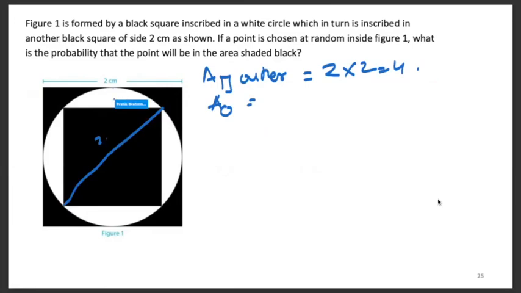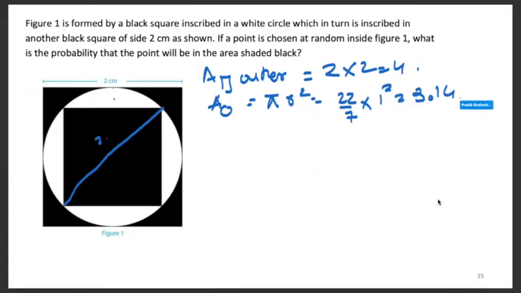Why? Because this vertical is 2. That's why its diameter is 2, so the radius will be 1. So pi r square: 22 by 7 into 1 square, which is 3.14.